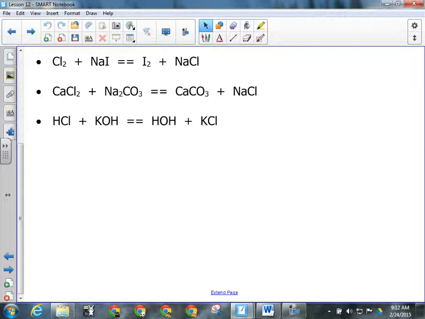Okay? We looked at combustion reactions, where any hydrocarbon, that's something that has carbon and hydrogen in it, reacts with oxygen to produce carbon dioxide and water. Okay? And then we looked at the 2 replacement reactions, double replacement and single replacement, that involved ionic compounds.